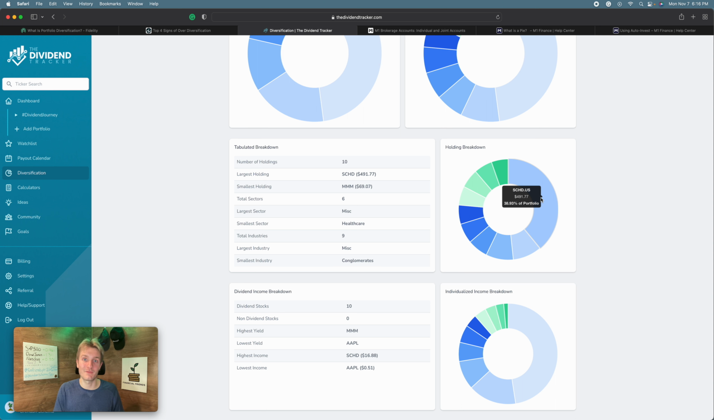I want to have 40% SCHD. I'm at 38.93, so I'm about there. I would love to have 10% O, or Realty Income Corp, and I have 9.38%. I'd like to have 10% FISROX, and I'm at about 8.94%, which is a little low. I need to make a little bit more of an investment within that mutual fund or index fund.